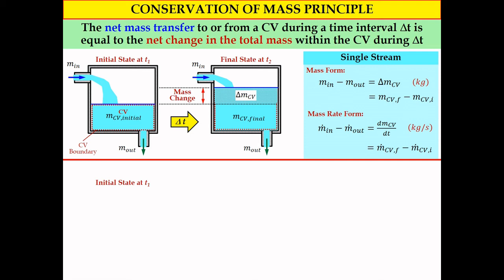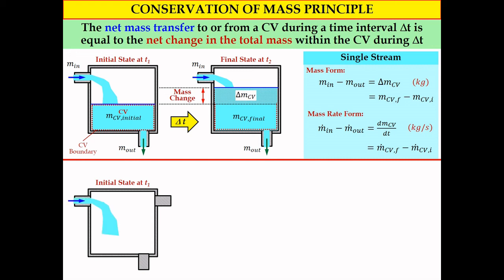Now this example will show you a multi-stream system. A multi-stream system refers to a system where the number of inlets is more than one, and the number of outlets is also more than one. So let's say we have the initial state at time number 1, and this is the schematic diagram for the system, where specifically we have 2 inlets and 1 outlet.